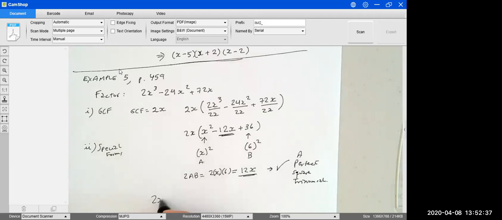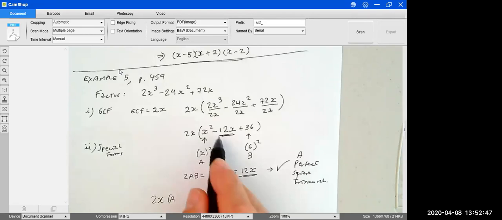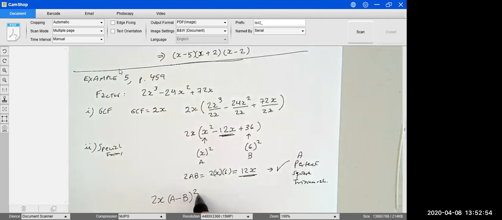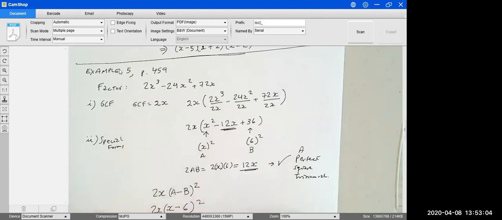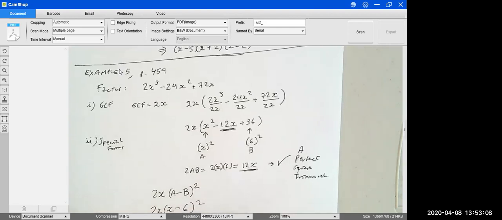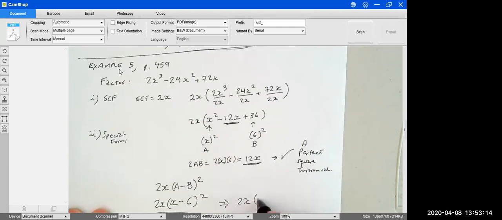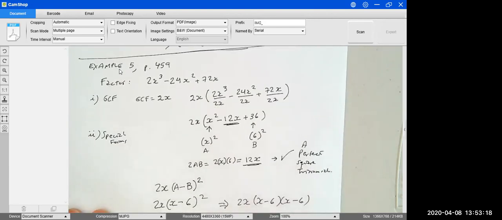So we're going to write 2x because that's my greatest common factor that I factored out from a previous step. Then I'm going to write a, then this is negative, so I'm going to write negative here because the middle term is negative, a minus b squared. So the answer is 2x, a is x, b is 6. So the answer is 2x times x minus 6 squared. You can also write this as 2x times x minus 6 times x minus 6, which is also equivalent to x minus 6 squared. That's example 5.